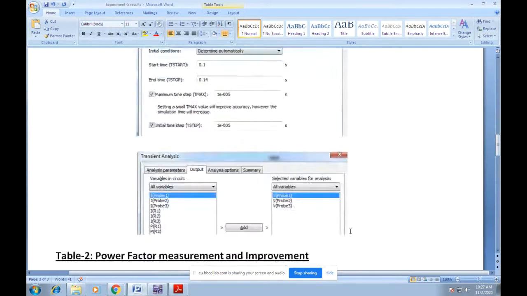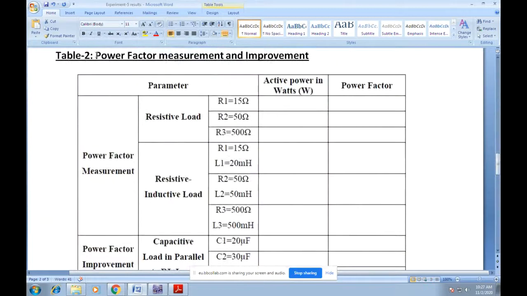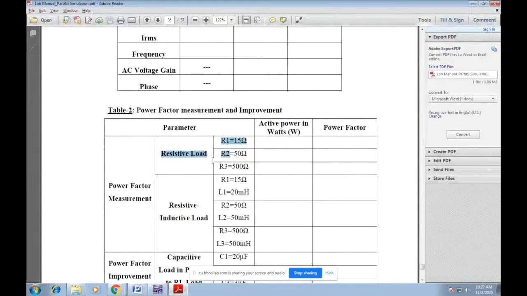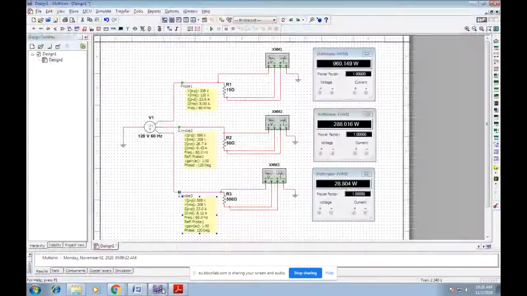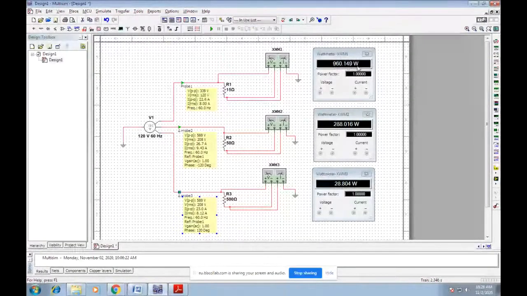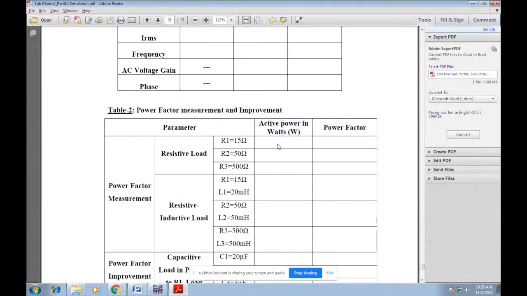And also you can set up the power factor measurement, table number 2, for resistive load, as we are using a resistive load. When R1 is 15, R2 is 50, R3 is 500, you are supposed to write the values for active power. Active power will be here 960.149 watts. So you have to write it here, 960.149. And what is the power factor?